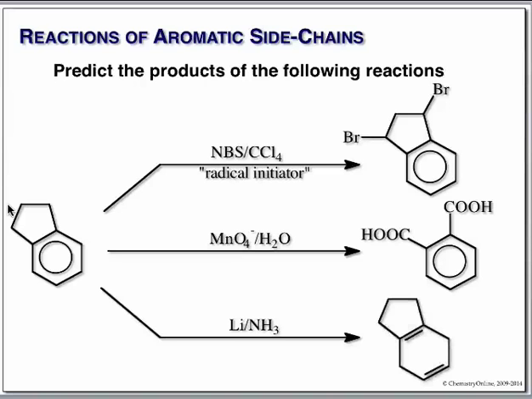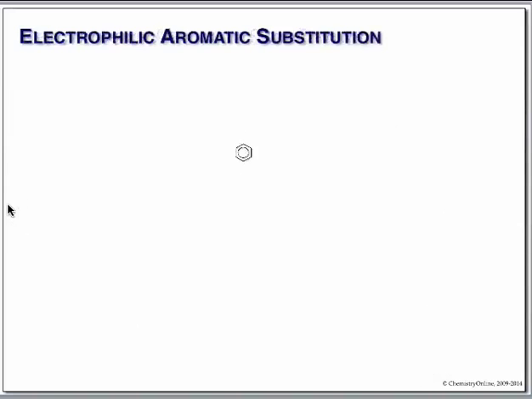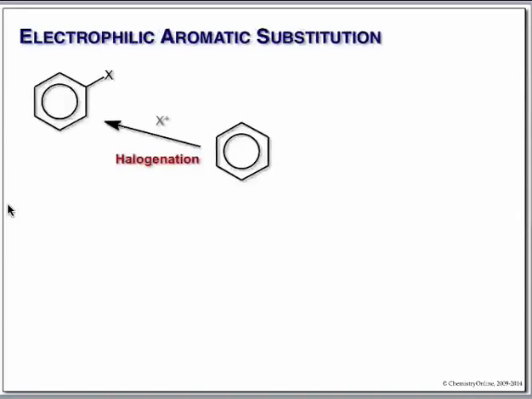Well, these were reactions of side chains. We also looked at perhaps one of the key reactions of benzene derivatives, and this was electrophilic aromatic substitution. Here we're going to take a benzene ring and substitute it with a halogen. Halonium ion is our actual electrophile here.